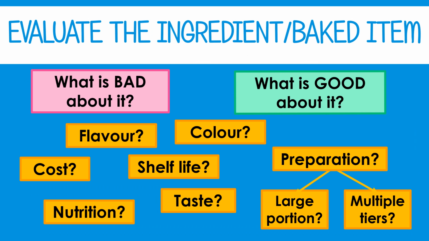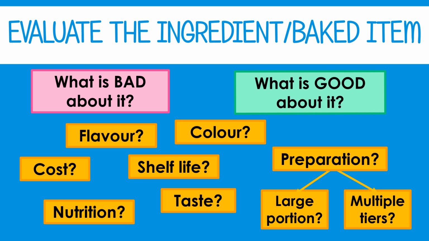So you might be wondering, what is it I need to be evaluating about an ingredient or a baked item? As I said at the start, it's just you saying what is good about that ingredient or the baked item and what's bad about that particular ingredient or cake. So we're thinking along the lines of flavour and colour, cost, so is it low cost, high cost, is it expensive or cheap? Does it have a long shelf life or quite a short shelf life? Is there any added nutritional benefits to it? What are the tastes like? Is it quite a mild flavour? Does it give a lot of flavour?